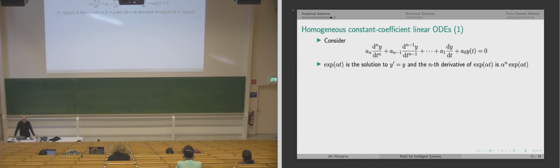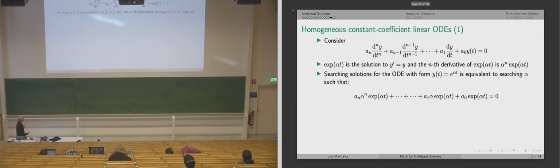So the key is that, as we saw for the growth and decay case, the first order case of these, the solution is the exponential of alpha t. And if we take the nth order derivative of exponential alpha t, we will get alpha to the n times exponential alpha t. So just by observing that, we know that the solution is going to be some kind of linear combination of these exponentials.